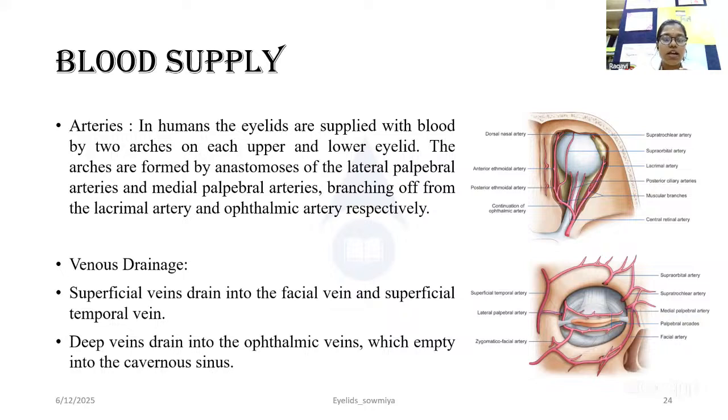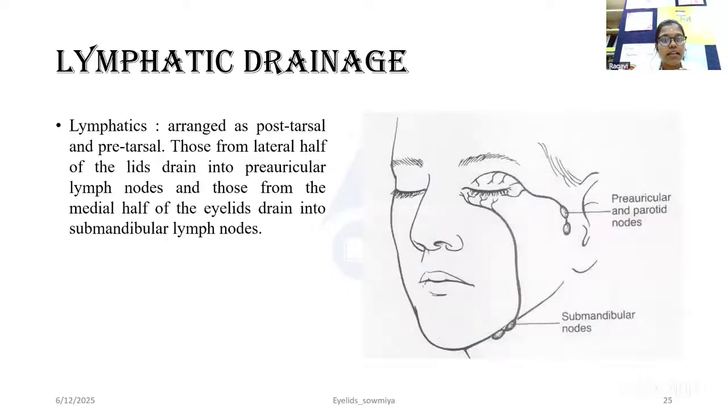Venous drainage. Superficial veins drain into the facial vein and superficial temporal vein. Deep veins drain into the ophthalmic vein, which empties into the cavernous sinus. Lymphatic drainage. Lymphatics are arranged as post-tarsal and pre-tarsal. Those from the lateral part of the lids drain into the preauricular lymph nodes, and those from the medial part of the eyelid drain into the submandibular lymph nodes.